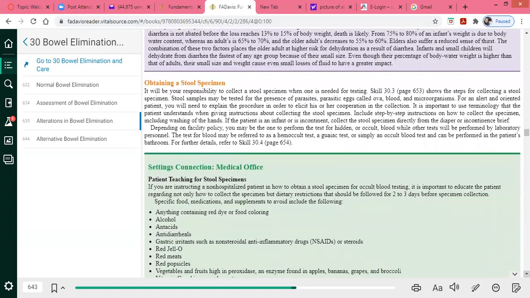It talks about obtaining a stool specimen, and stool samples may be tested. You have to get a stool specimen for the presence of parasites, parasitic eggs, blood, microorganisms, that type of thing.